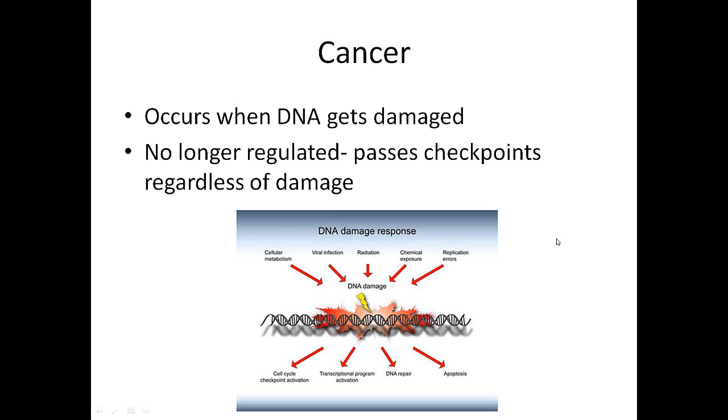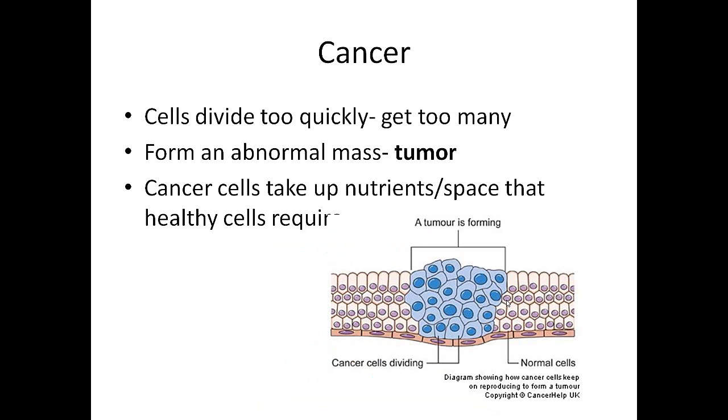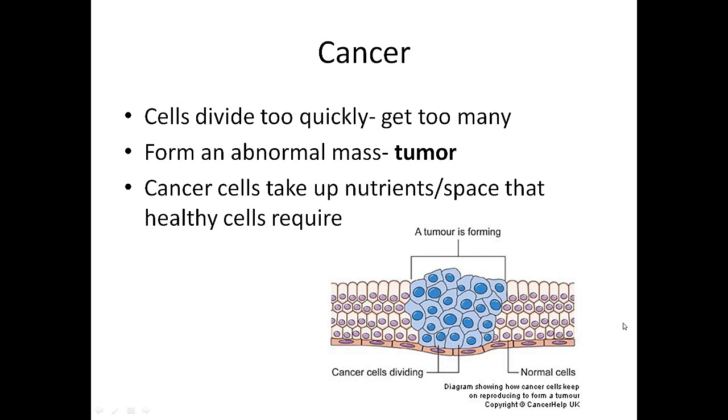This picture down here shows some things that can cause DNA damage. And if any of these things, again, causes damage that is not caught, then the cells are going to divide way too fast. They'll divide faster than usual. You'll get too many cells that all have this mutation, and you get this abnormal mass here, and that's called a tumor. These cancer cells then take up the nutrients in the space that the healthy cells should have, and that essentially kills off the healthy cells. They're losing nutrients and it allows more space for the tumor to form.